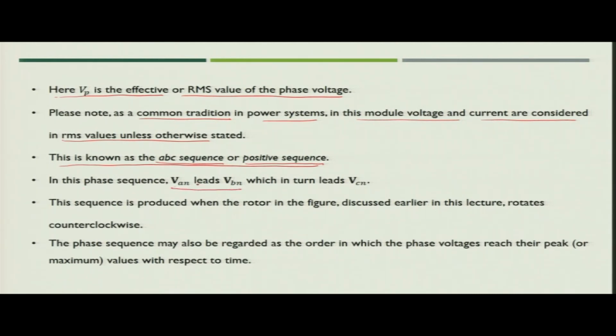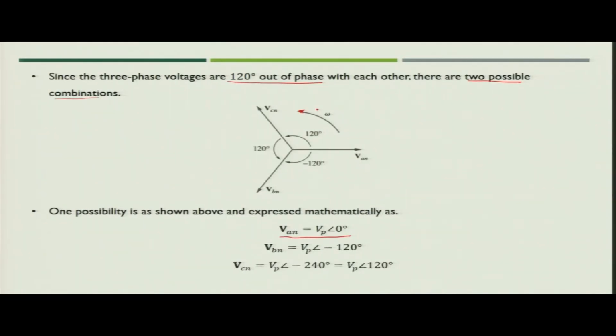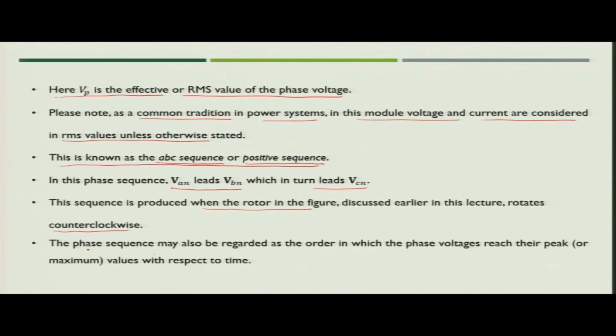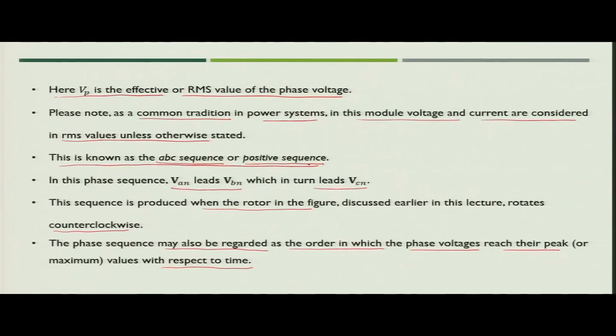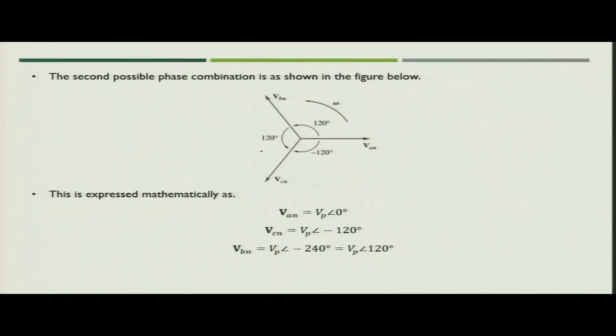Here we have seen that VAN leads VBN and VBN leads VCN. This sequence is produced when the rotor is rotating counterclockwise, as we have seen from the figure. This phase sequence may also be regarded as the order in which the phase voltages reach their peak value with respect to time. If the arrangement is A, B, C, first A will reach its peak value, then B will reach its peak value, and then C will reach its peak value. Now, there is another phase combination where the phase A voltage leads the phase C voltage by 120 degrees, and the phase C voltage leads the phase B voltage by 120 degrees.